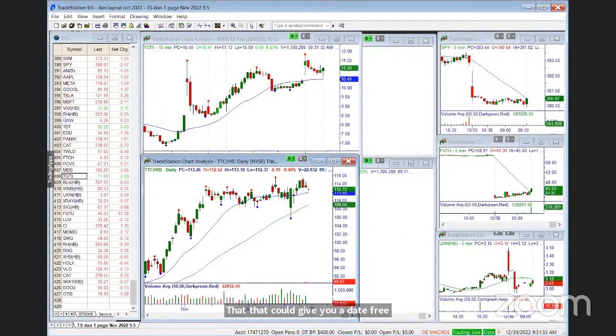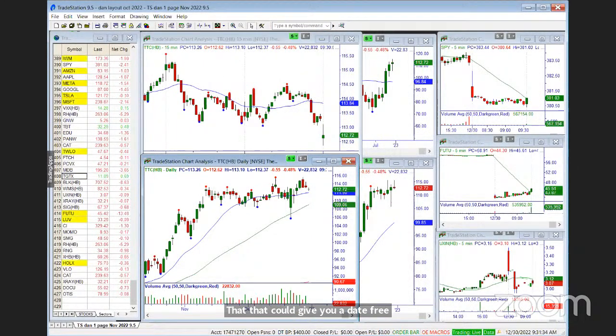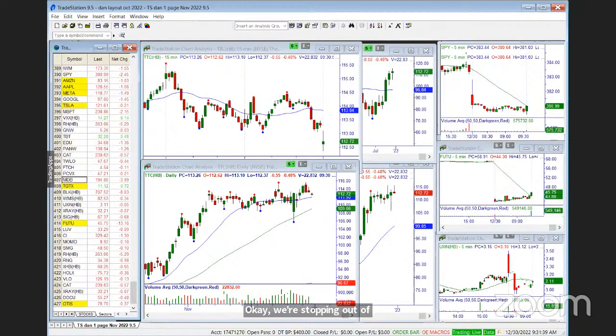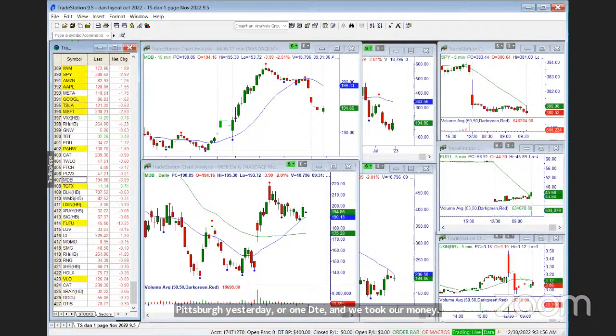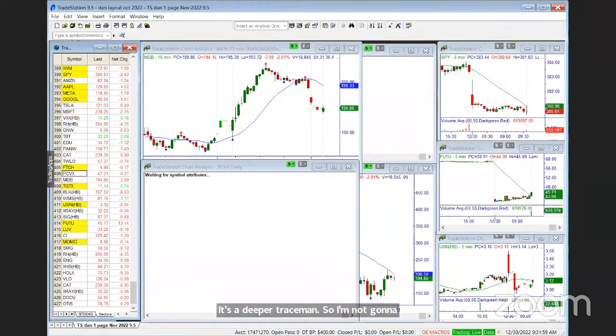TTC alarm. Okay, we're stopping out of this. MDB. This one I was hoping for a 1, 2, 3. We actually have a put, no, we did a put spread yesterday, 1 DTE, and we took our money. So see, we're not having to sit through this gap. But now it's a deep retracement. So I'm not going to get my 1, 2, 3.